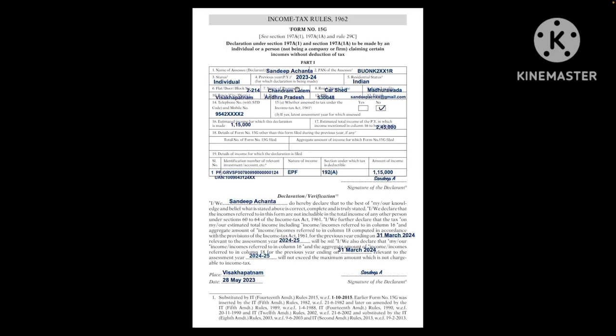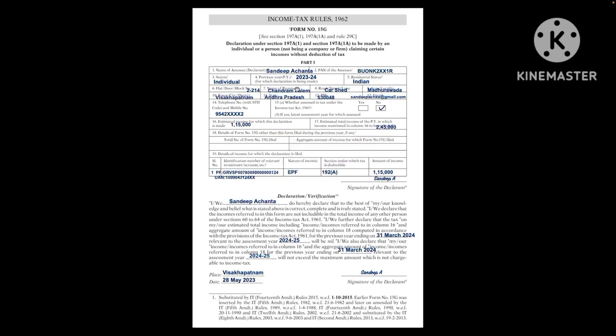Here the financial year is also called the previous year. What is the current financial year? If you are withdrawing your EPF amount from 1st April 2023 to 31st March 2024, then the previous year, that means the financial year, will be 2023 to 2024. So you have to mention that financial year.